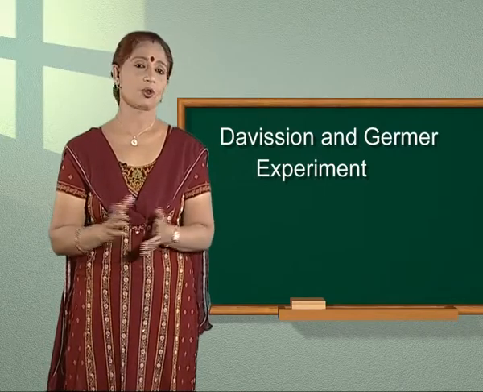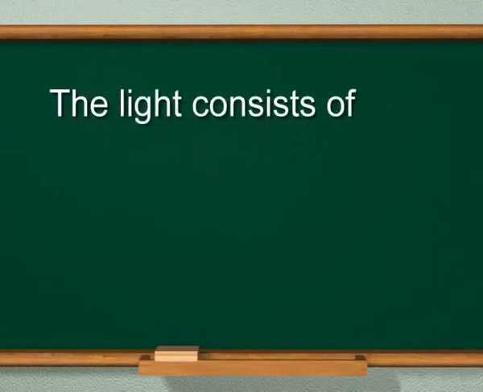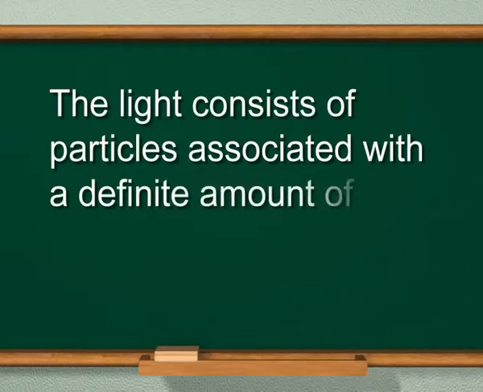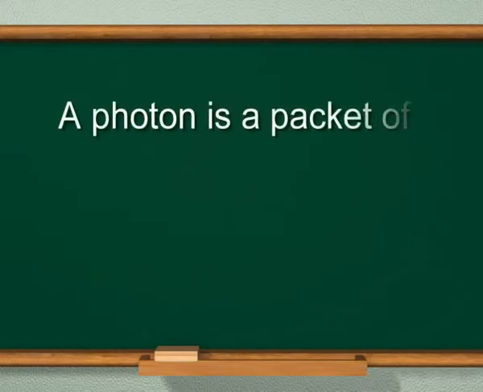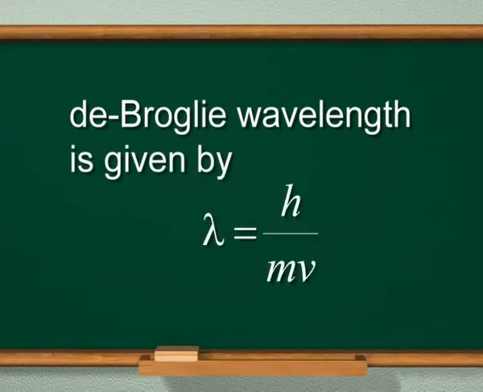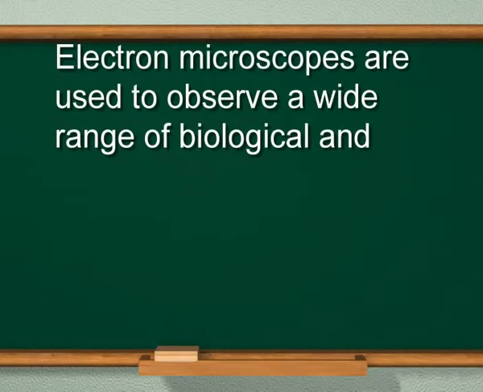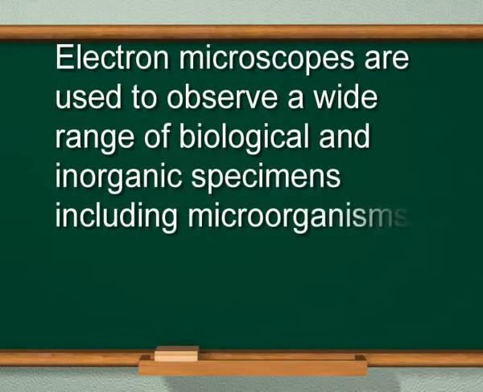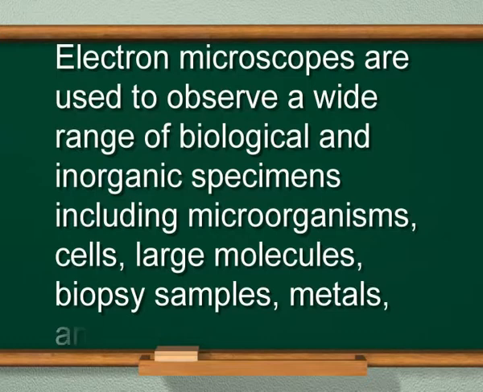We will now summarize all that we have learned so far. The light consists of particles associated with a definite amount of energy and momentum termed as photons. A photon is a packet of energy which is given by E equal to h into nu. De Broglie wavelength is given by lambda equal to h divided by mv. Electron microscopes are used to observe a wide range of biological and inorganic specimens, including microorganisms, cells, large molecules, biopsy samples, metals and crystals.